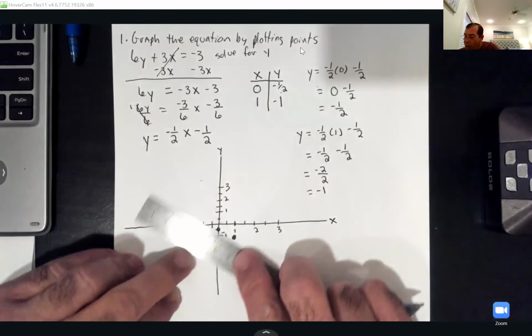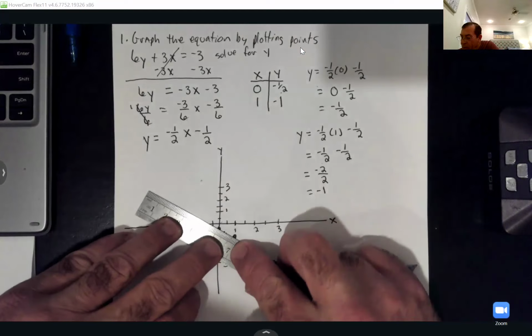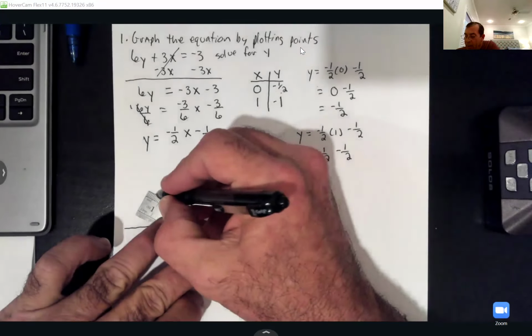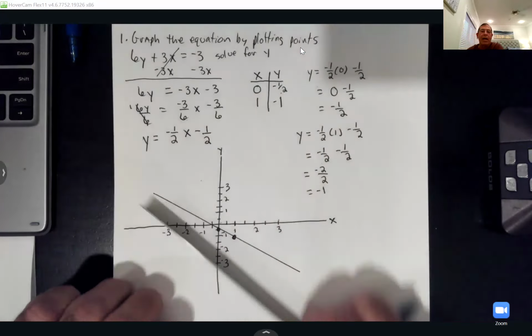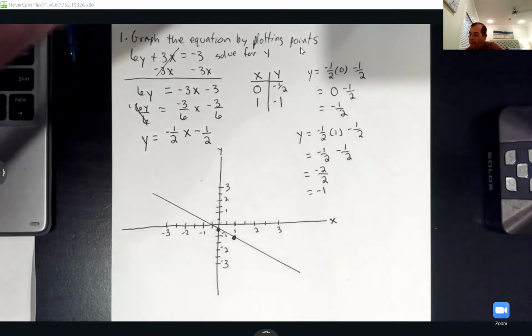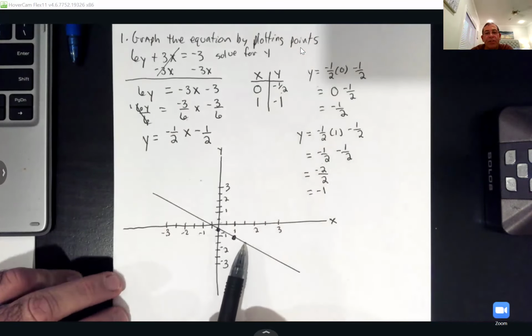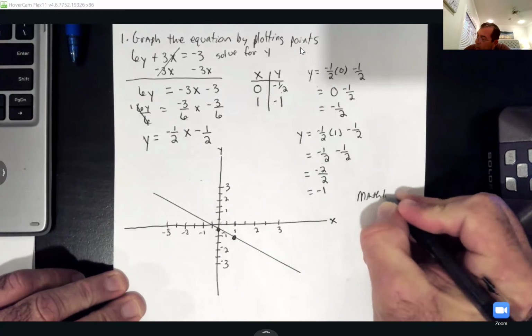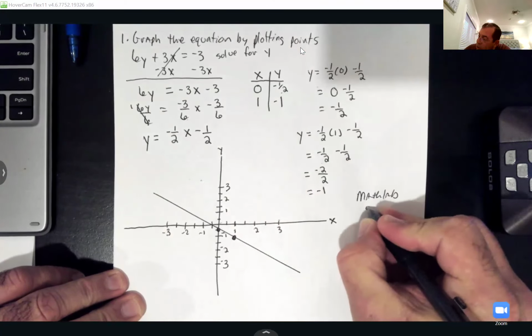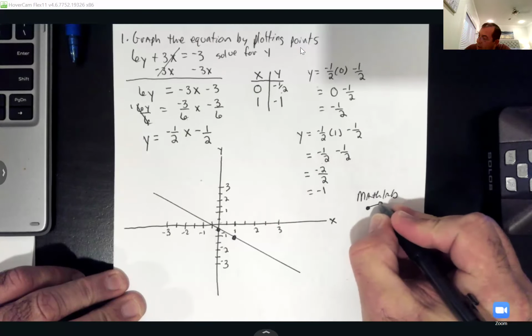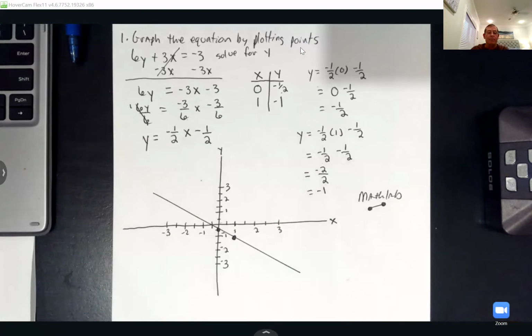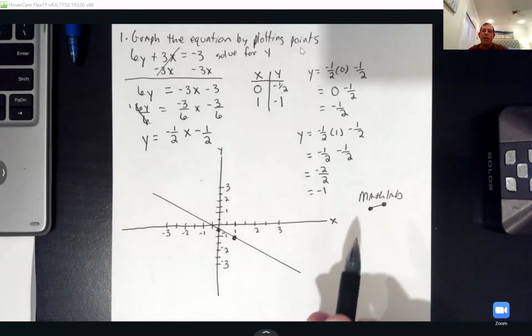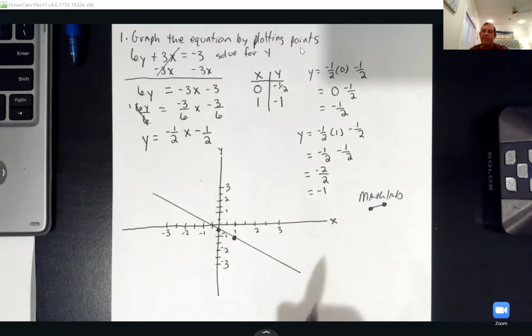All right, at that point, come through and draw your line. Now, on this graph, it's a straight line. So in MathLab, you're going to use the line tool. So use the line tool and plot any 2 points that you find, okay?